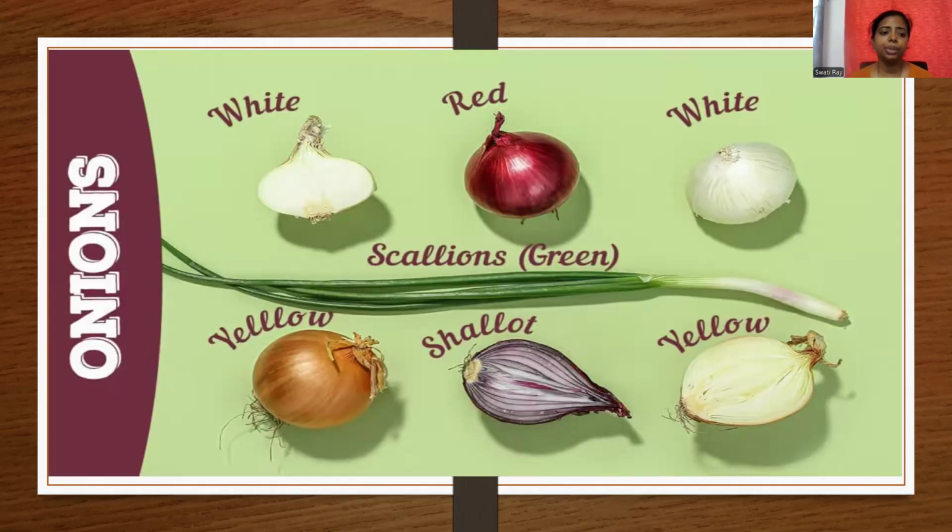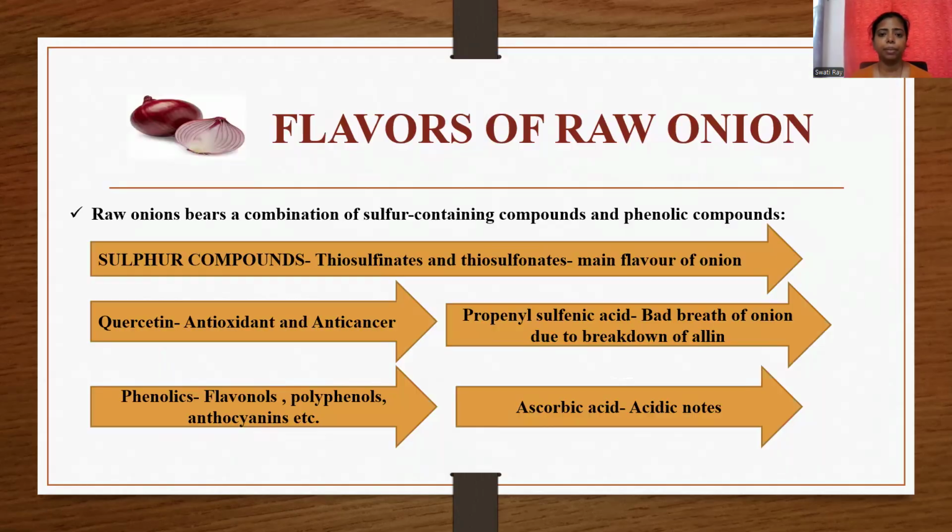Now in the slide, you can see there are various different types of onions which we use on our daily basis. Like we use white onion, red onion, yellow onion, shallots, scallion onions. These are very common onions. Besides these, there are various other types of onions available in the market. Each of them has its own flavor intensity and flavor profile.